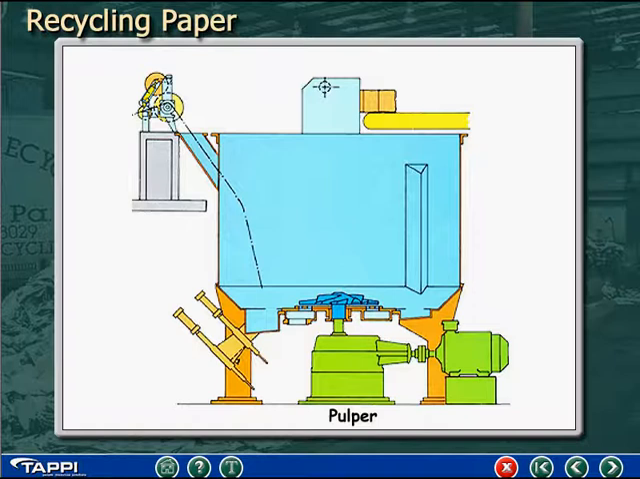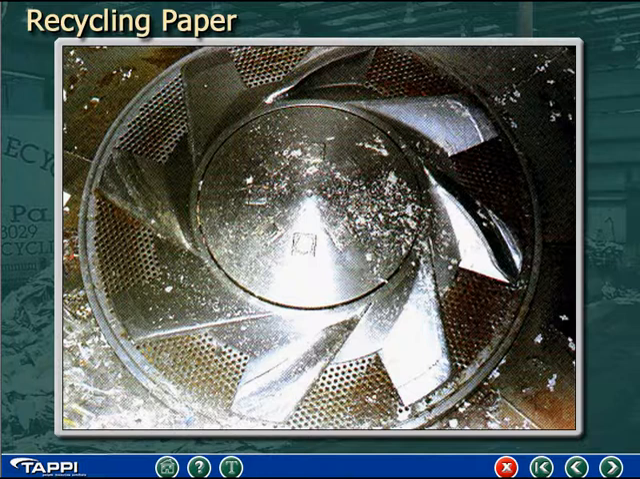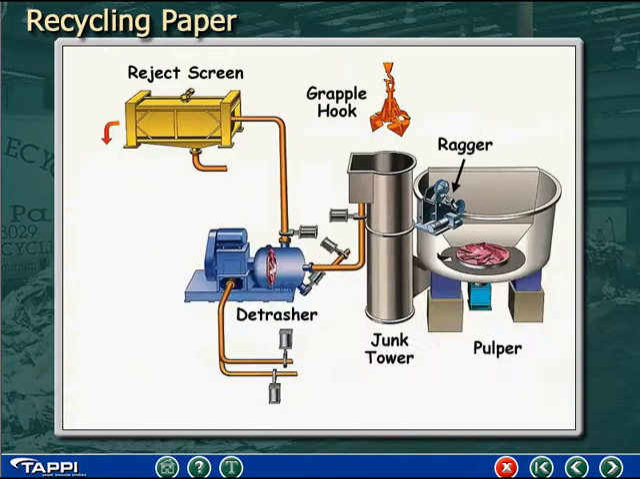Pulpers may be set up to run in batch mode, but most pulpers for OCC are set up to run on a continuous basis. That is, the bales of waste paper are continuously being fed into the pulper along with hot water, and the pulp is being continuously extracted through the bottom of the pulper through a screen plate that's usually located underneath the rotor. Removal of large contaminants is also on a continuous basis through a junk tower, ragger, and detrasher.